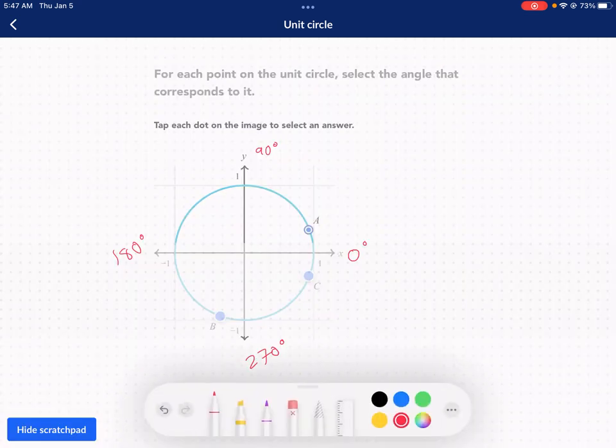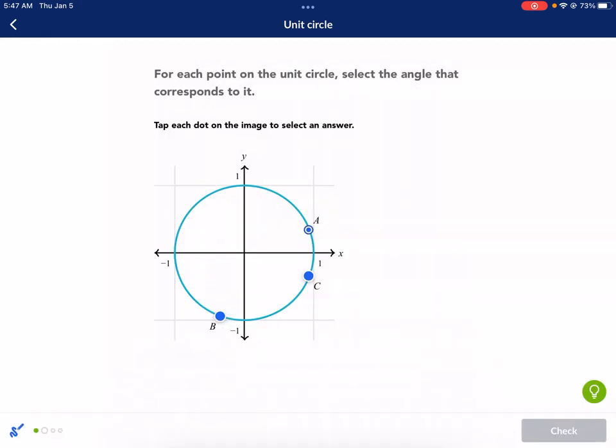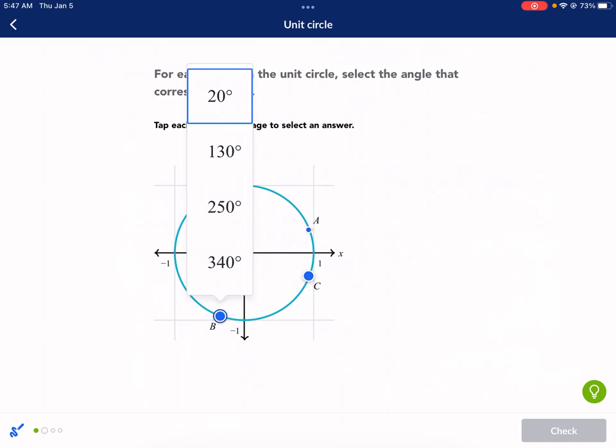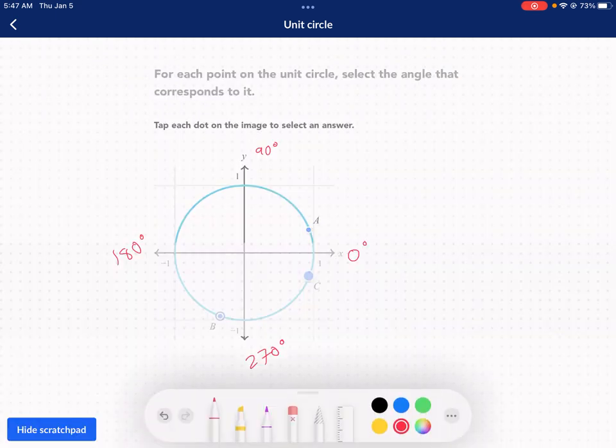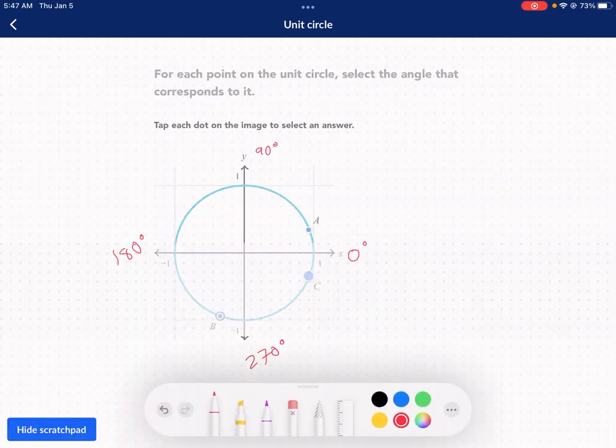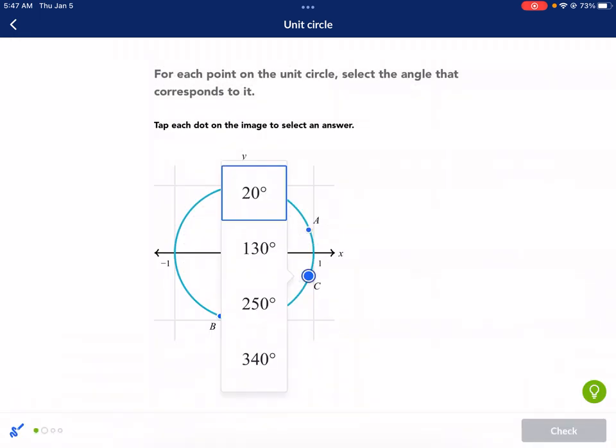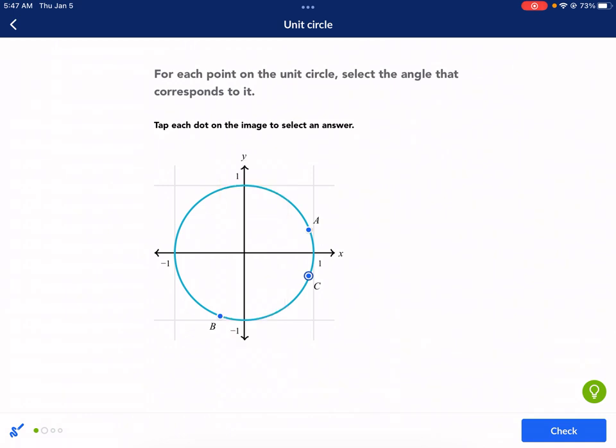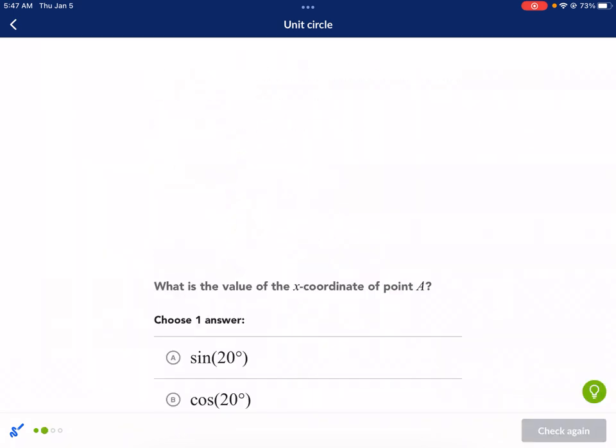Let's take a look at B. B is almost to 270, so bigger than 180. That's going to be 250. And then C is almost to not 0, but technically 360, because if we make a full revolution, that's 360. So it's not quite to 360, but close. Let's take a look at our options. 340 is going to be the only one that fits that description. And there we go. Next question.